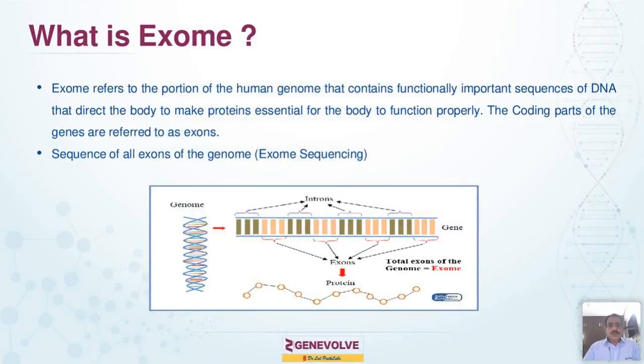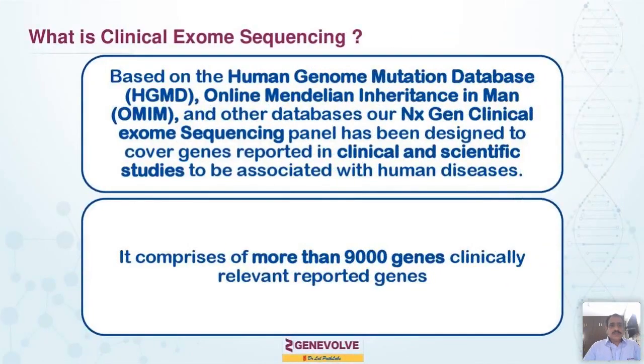So what is an exome? The exome refers to the portion of the human genome that contains functionally important sequences of DNA that direct the body to make proteins. So what you have in the human body is the whole genome, and the whole genome is not actually making the protein. The protein-making part is known as the exome, and the sequence of all the exons of the genome together forms the exome.